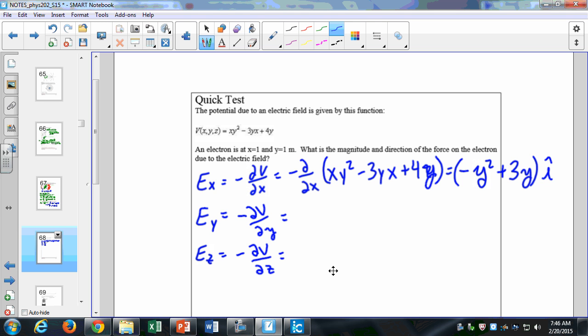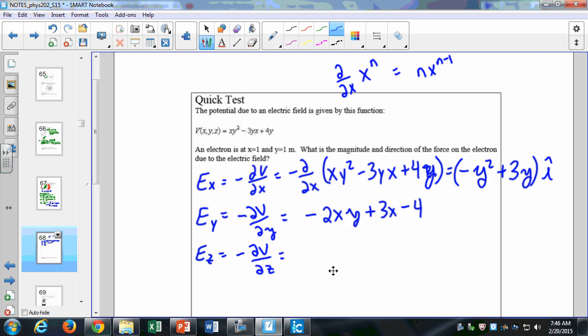The y derivative, Ey, negative 2xy, what was it? That's right, yeah, negative 2xy. Yeah, remember if you're taking the partial of a function that's an exponent, then that's going to be, what is it? n x to the n minus 1. Just to remind you, taking the derivatives.